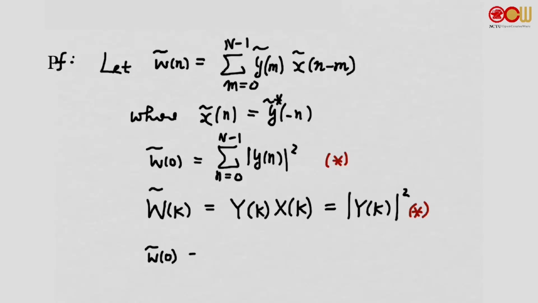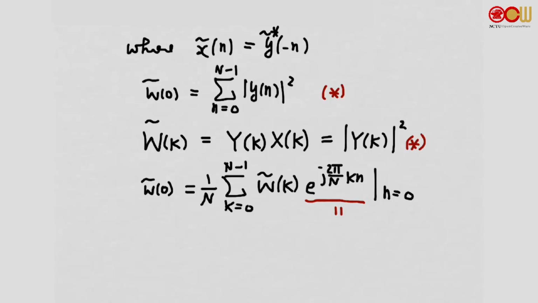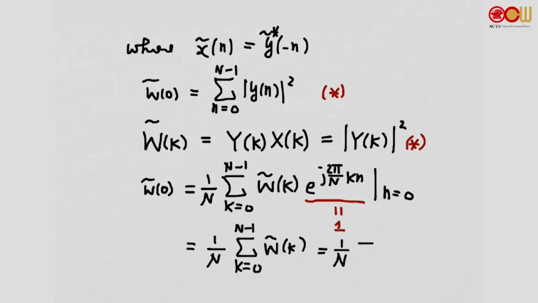On the other hand, we also know the W sequence at time equal to 0 can be obtained from W tilde k, times e to the j 2 pi over n k n, where n equals 0, and we sum over k from 0 to n minus 1, and then there's a scalar 1 over n. When n is equal to 0, this exponential term becomes 1. So in the end, we have the sum over 0 to n minus 1 of W tilde k, which we already know is equal to the magnitude squared of Y k. So this becomes this expression.